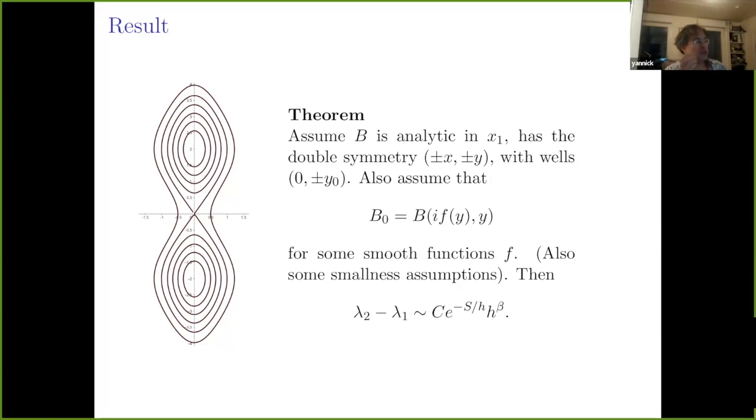What's the crucial assumption here? Because b is analytic in x1, we can consider complex values of x1. And we assume that if we go from the well on the top to the bottom well along complex values of x1, we can follow b0. So b equals b0 has a solution in the complex domain, and this solution is smooth in x2. That's really a crucial assumption: between your two wells, you can go from one well to the other along a smooth path. If you take a random function that's analytic in x1 and has the double symmetry, you can certainly find many functions that do not satisfy this assumption.